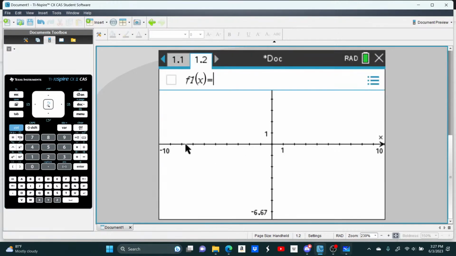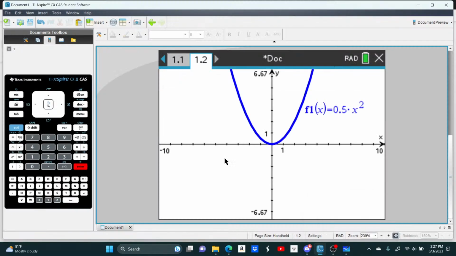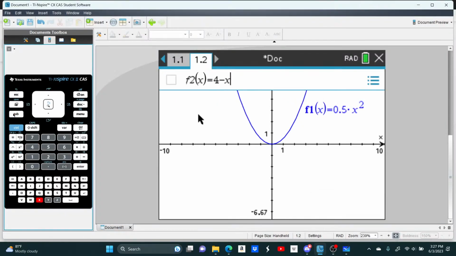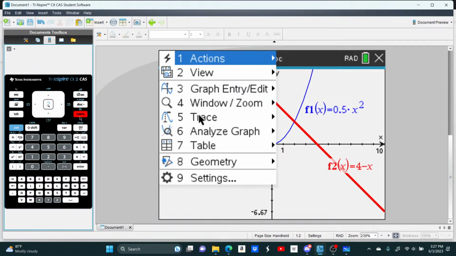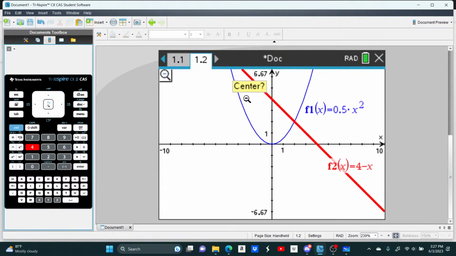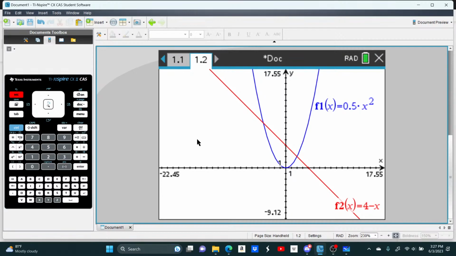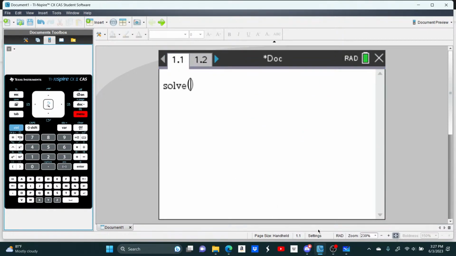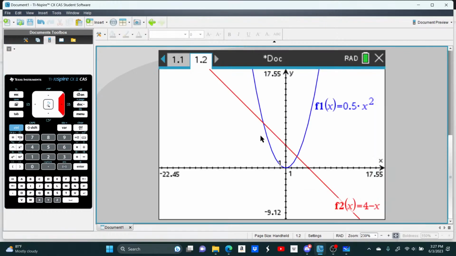So I'm going to have to remind myself what they actually were. 0.5x squared and 4 minus x. There we go. I'm going to zoom out a little bit. Now you can see this bounded area that they're talking about. The way you do this is you first have to find the intersection between these two graphs, because once you find the intersection, you can use those as the bounds of integration for finding the bounded area.